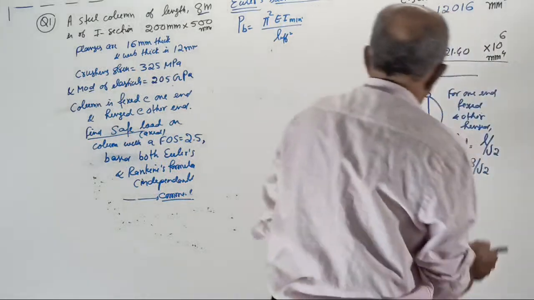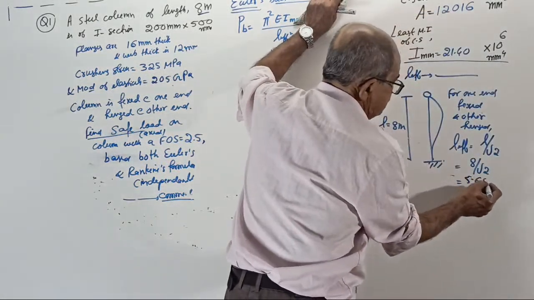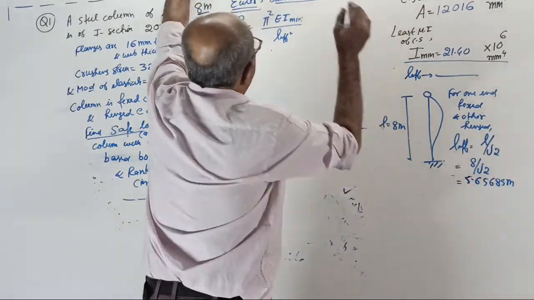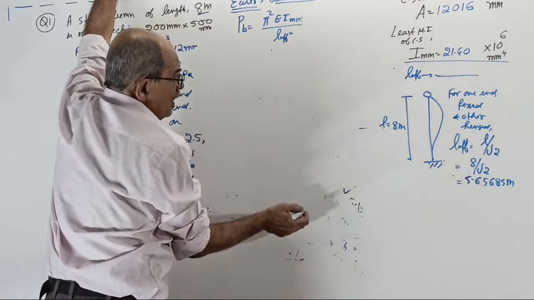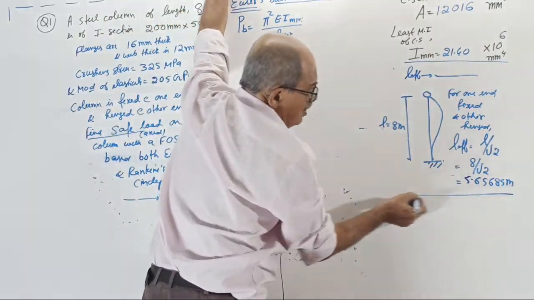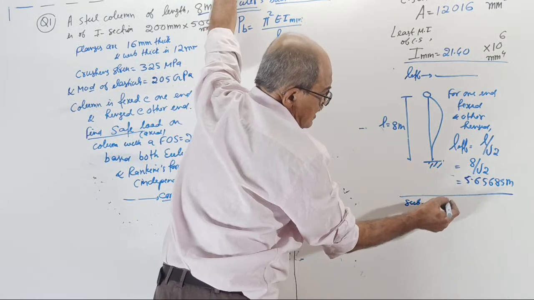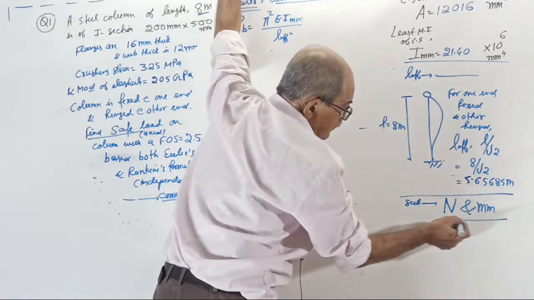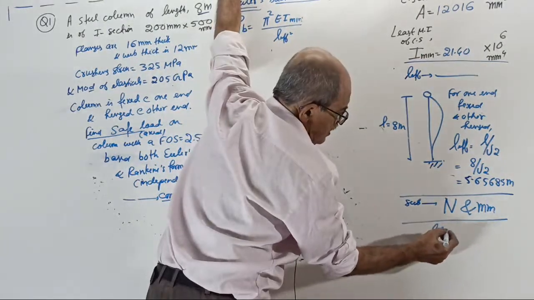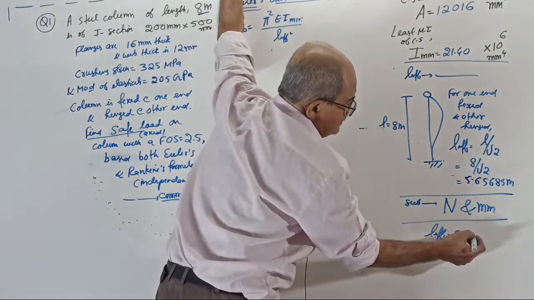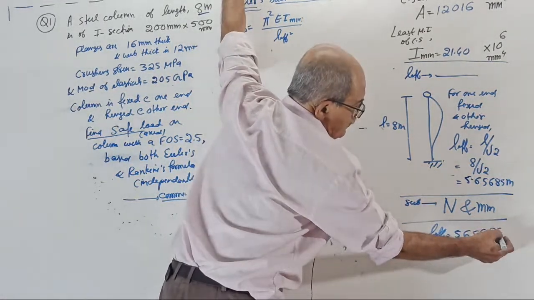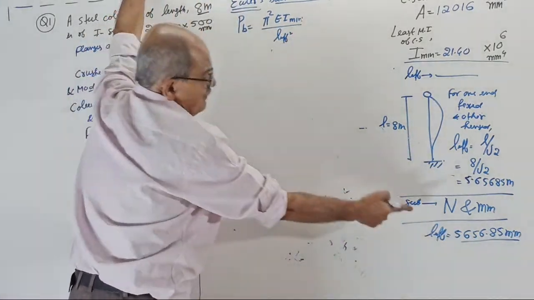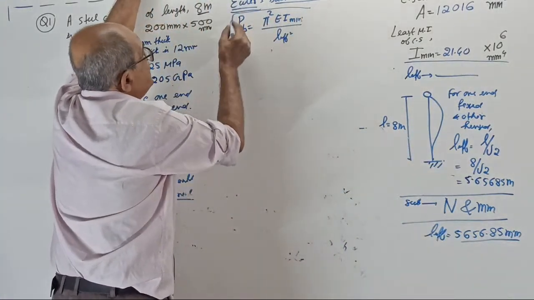5.65685 meter. But remember, we are going to solve the problem. Make a note here: when you substitute, we are using newtons and millimeter. Therefore, your L effective equals 5656.85 millimeter. Now, data is sufficient if you are applying the original Euler's formula.